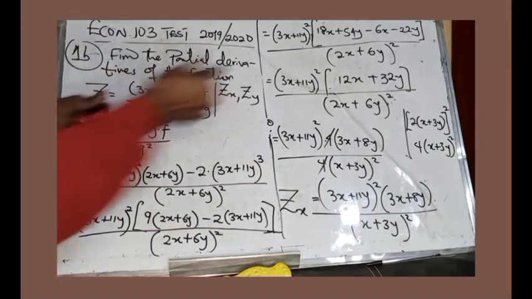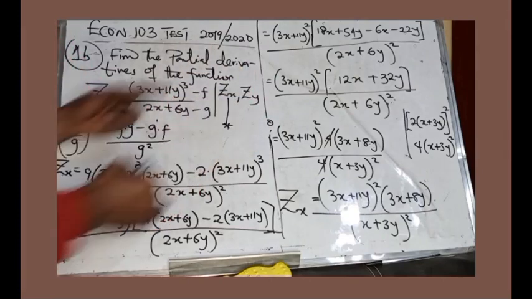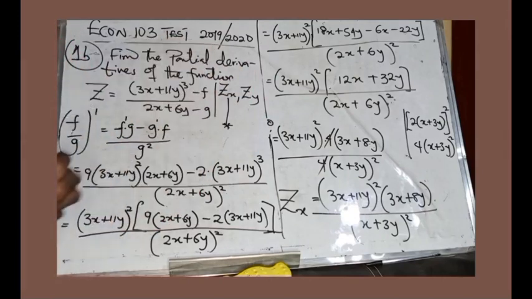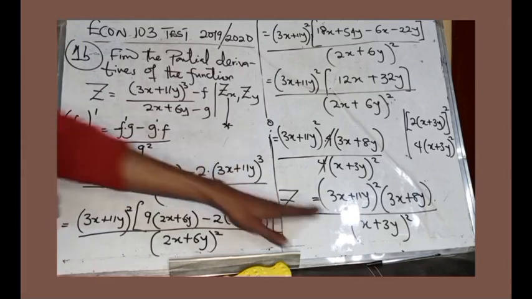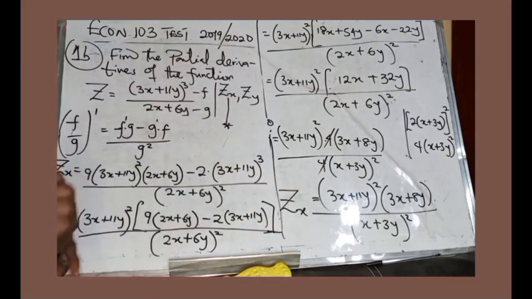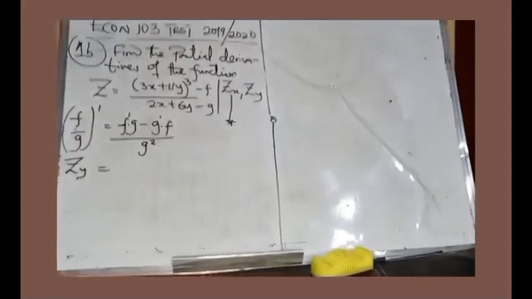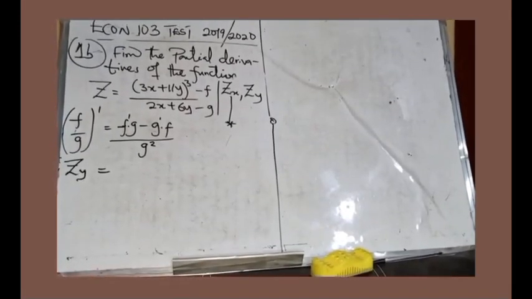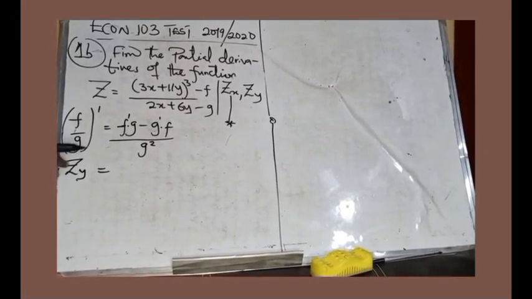That is for this very one, which is z of x, z subscript x. This is what we've got. So now next we want to solve for z subscript y. Okay, so now let's get z of y.